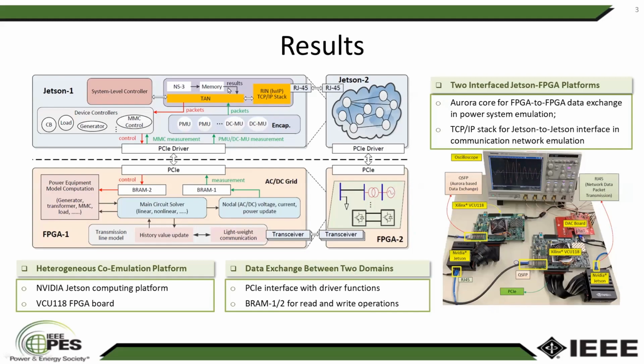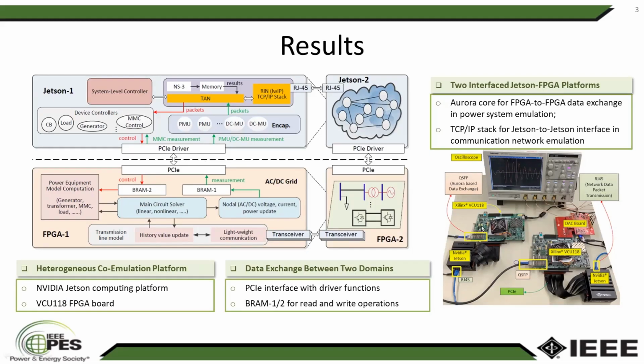pre-simulated transmission parameters. The data exchange between the two domains is achieved via the PCIe interface with driver functions to read the power system emulation results from the FPGA storage, to emulate the sampling operations of electronic devices attached to the power equipment. The hardware implementation is shown here.